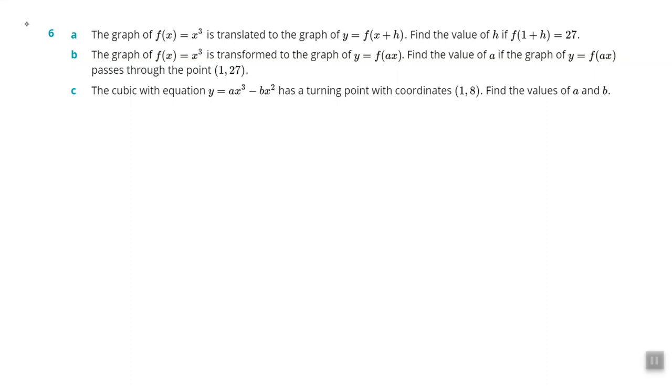This is for Year 11 Maths Methods. We're going to look at exercise 18H, question 6. So the graph of f(x) = x³ is translated to f(x + h). So what does that actually do?